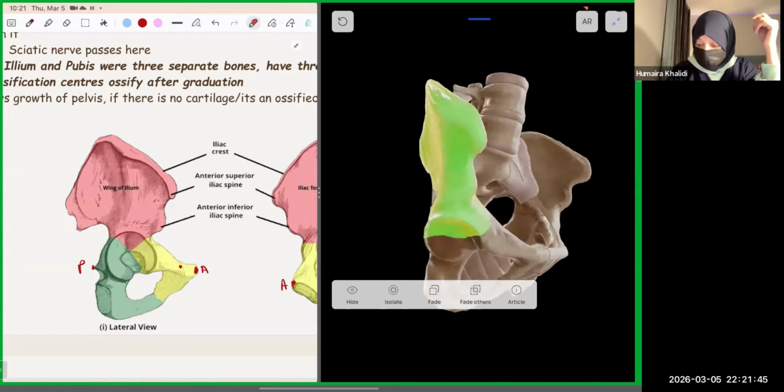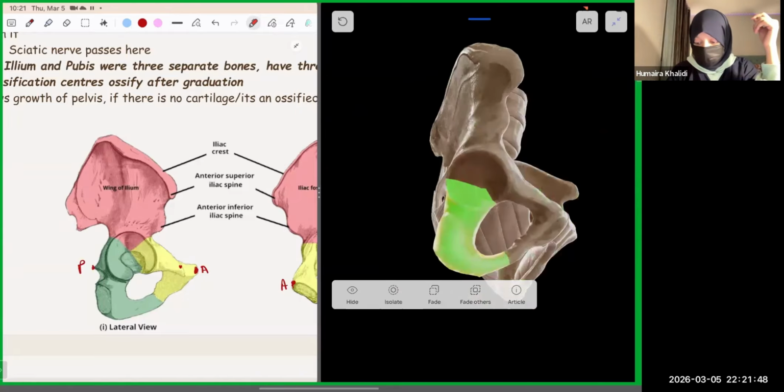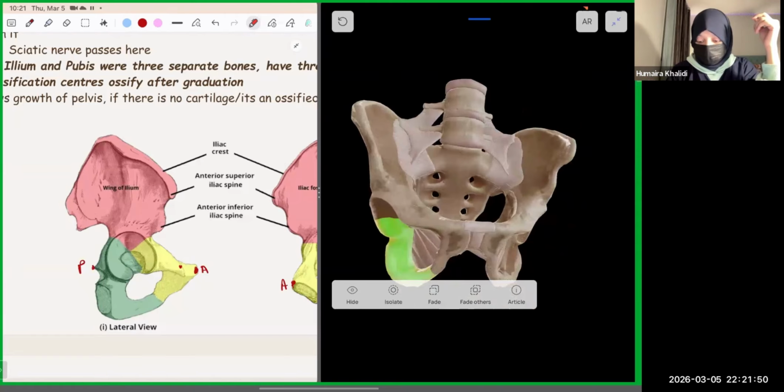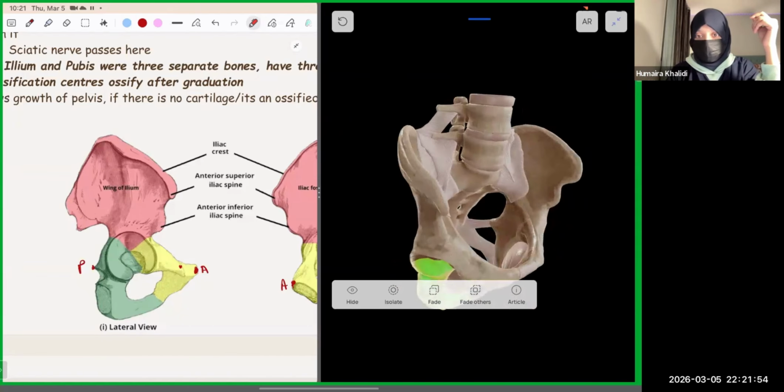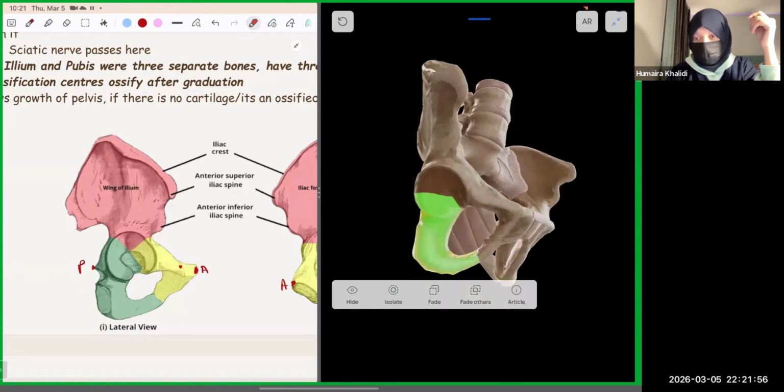What is this? Guys, what is this? You can't see it from here, but you can see it from the side. What is this? Any answers?